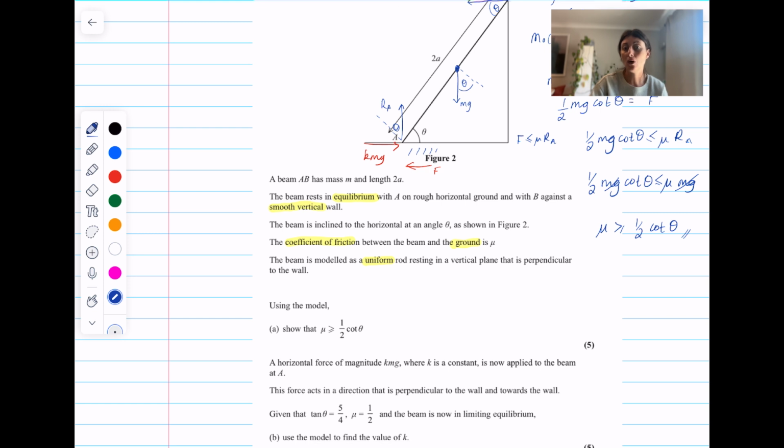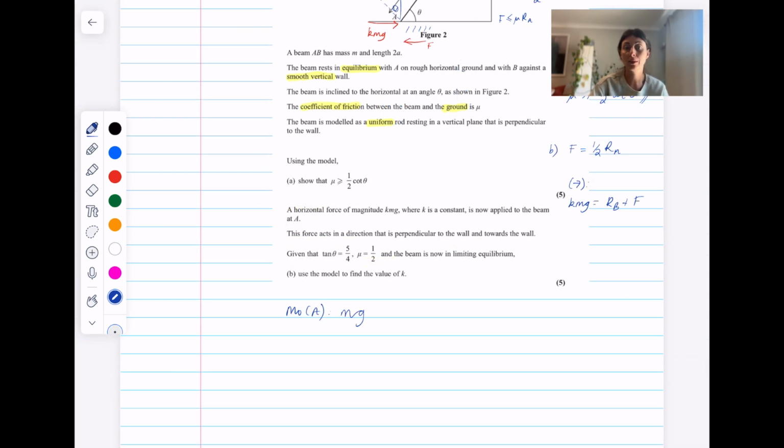However, my horizontal resolving will now be different. Furthermore, we're now in limiting equilibrium, so we can use F equals mu R, or in this case, a half Ra. So let's write that one down. I can also write down my new horizontal resolving, Kmg equals Rb plus F. And then finally, I'm going to copy my moments about A from before.